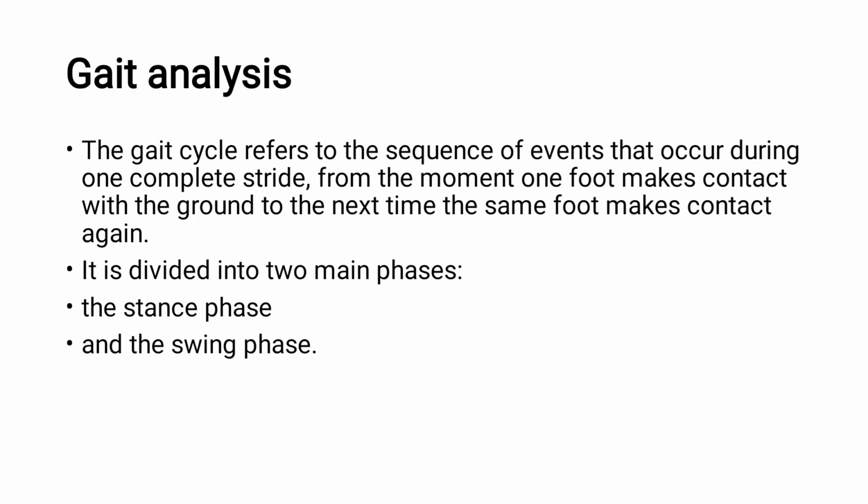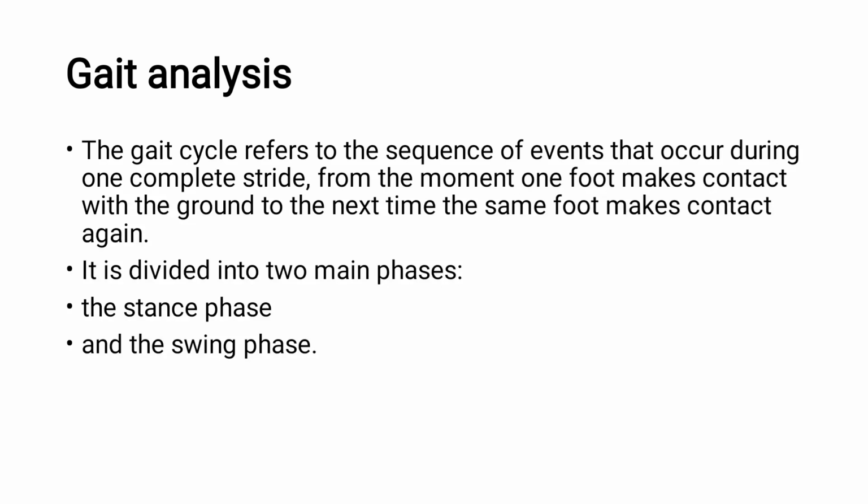Gait cycle means a sequence of events that occurs during one complete stride, from the moment one foot makes contact with the ground to the next time the same foot makes contact again. That is the gait cycle, in the sense it will measure one walking cycle. It starts from one moment that one foot makes contact with the ground to the next time the same foot makes contact again.